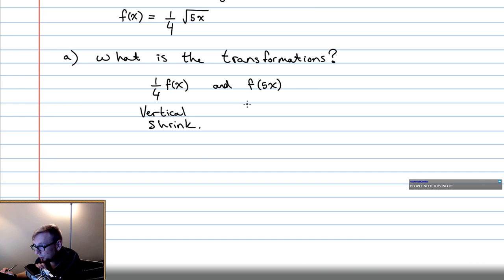Okay, f of x. People need this info. Yeah, it would be really nice. What does plugging in 5x for x do?